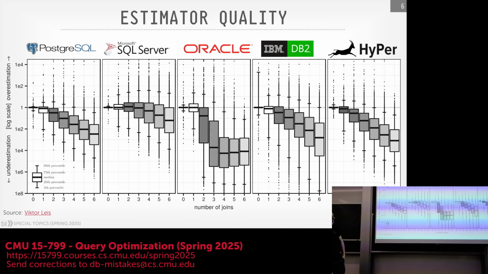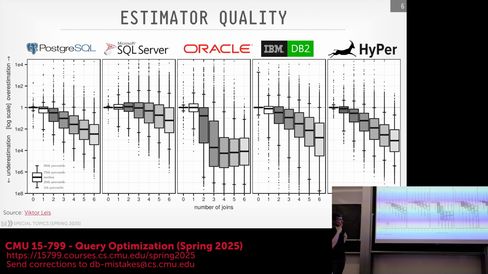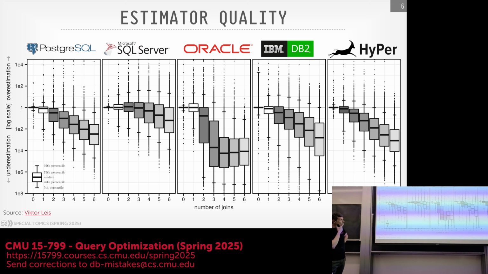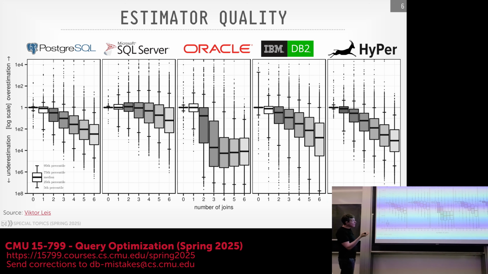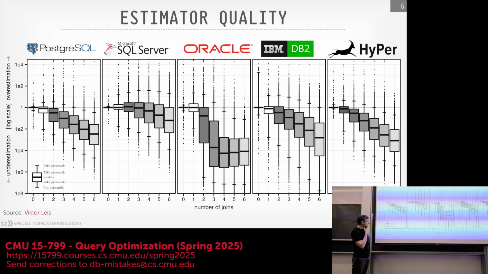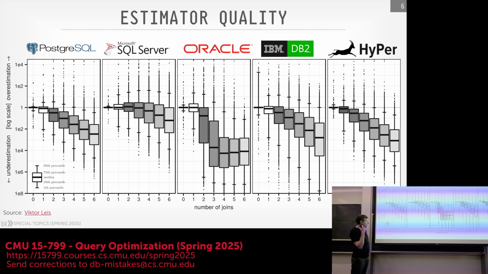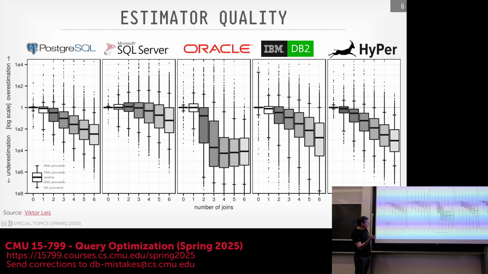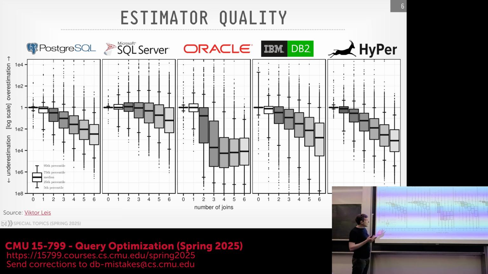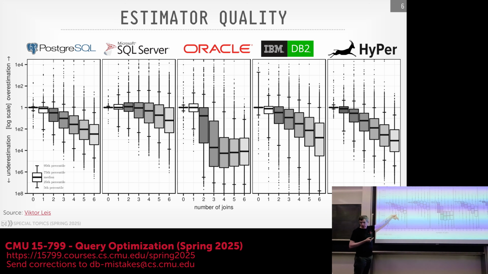And so recall from the Germans' paper that they had this nice graph here, where they're looking at 5 different database systems, and they are measuring how off the cardinality estimates are for the different operators when you increase the number of join operators in your query plan. And as we see, everybody's underestimating, right?